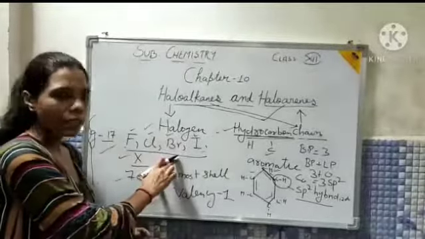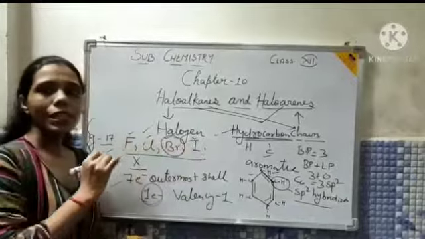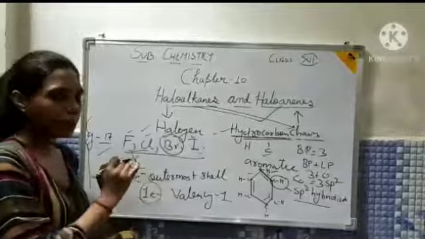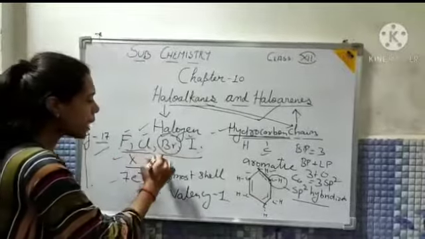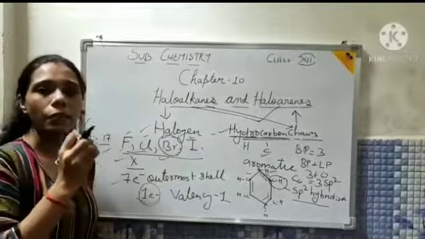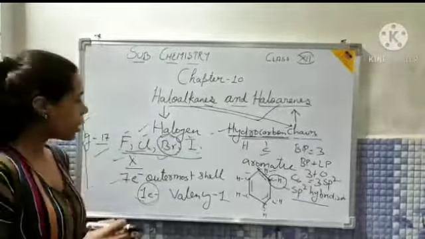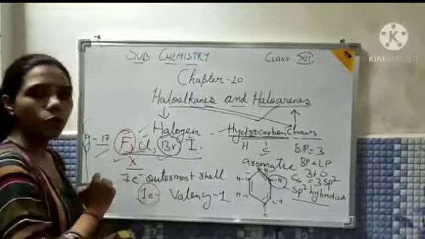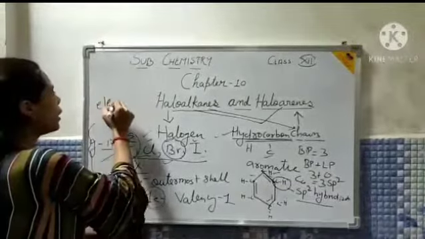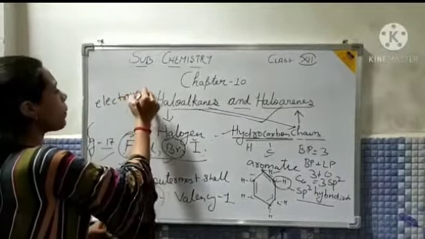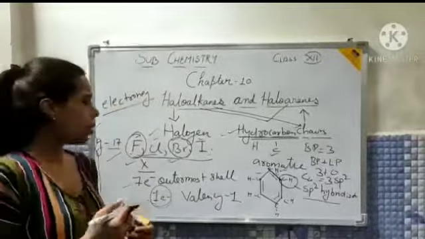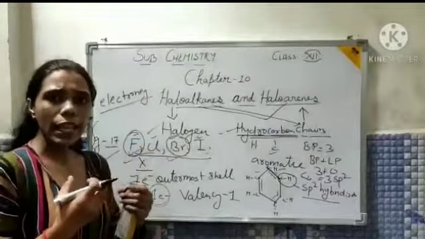And one thing, students: they are all non-metals. You know very well about bromine. Bromine is a non-metal which is found in the liquid state at room temperature. The others are gases. And you know that the halogen family has very good electronegativity. Fluorine has a very good electronegativity. Now I used the term electronegativity, so let me tell you what it is. Electronegativity means the capacity to attract the electron towards itself.